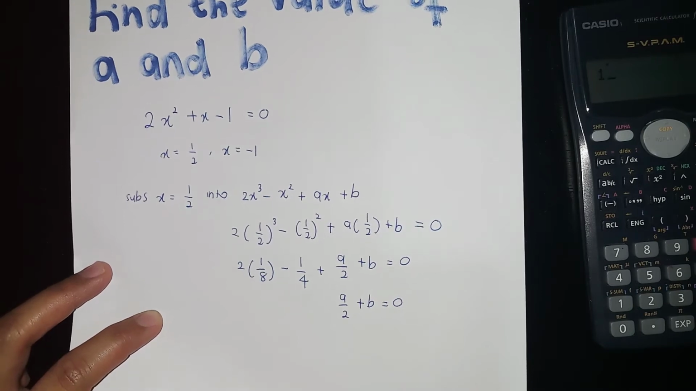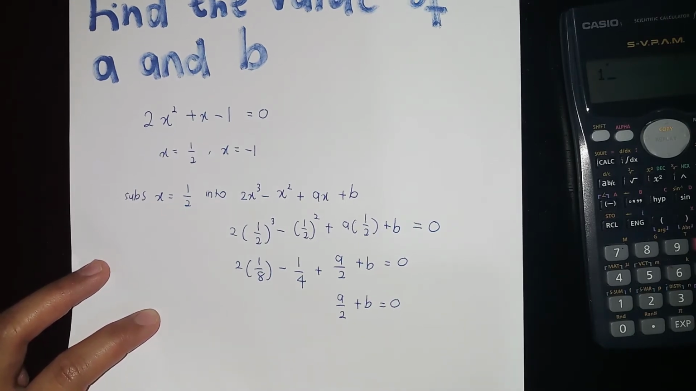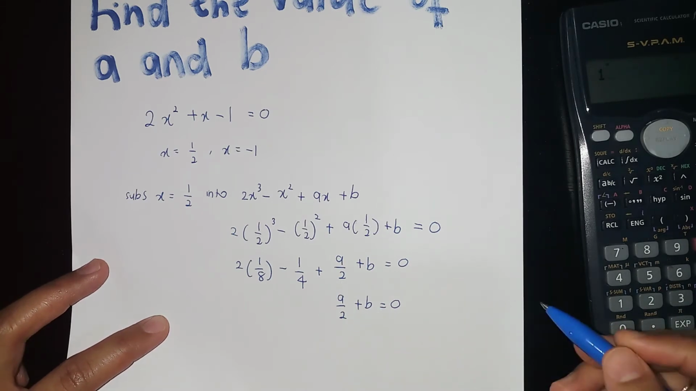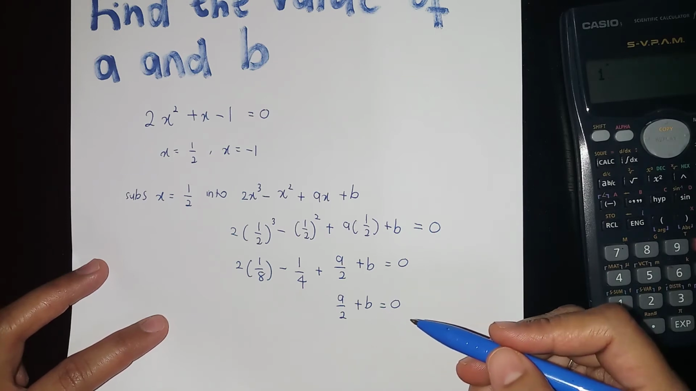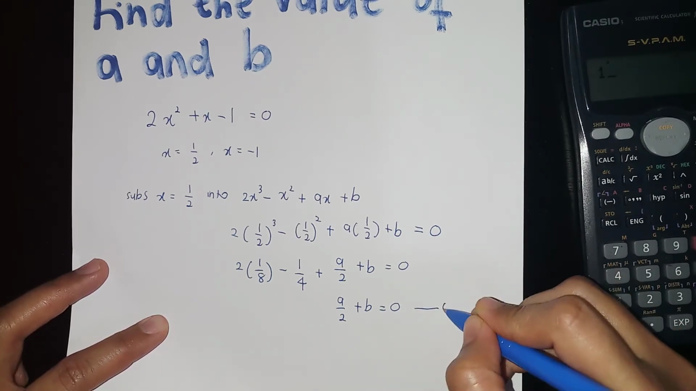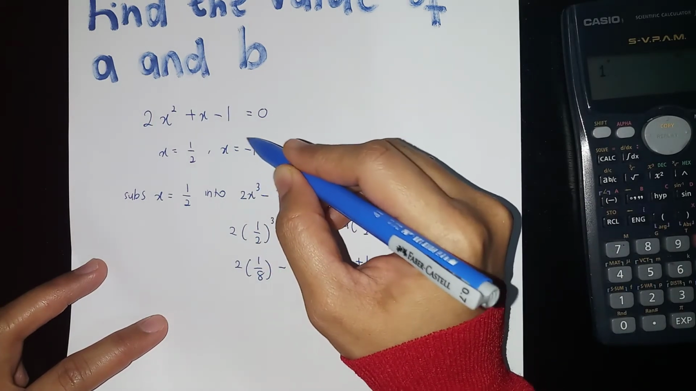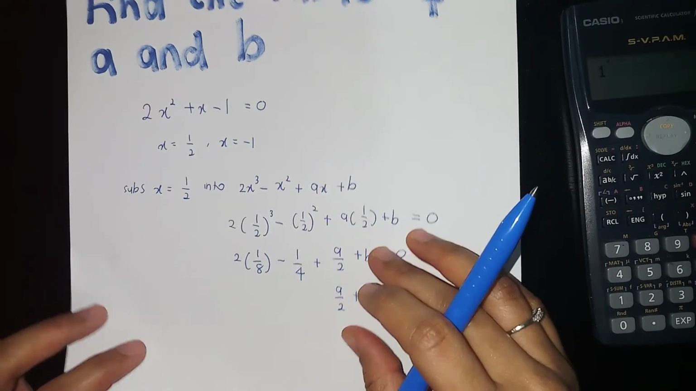So remember in the question, we want to calculate the value of a and b. So now you have one equation with a and b as the unknown. So you cannot solve. Okay, if you have two unknowns, you need to have at least 2 equations. So now this is the first equation. Okay, so where do we get our second equation? Is from here. Okay, from here, from the second factor.